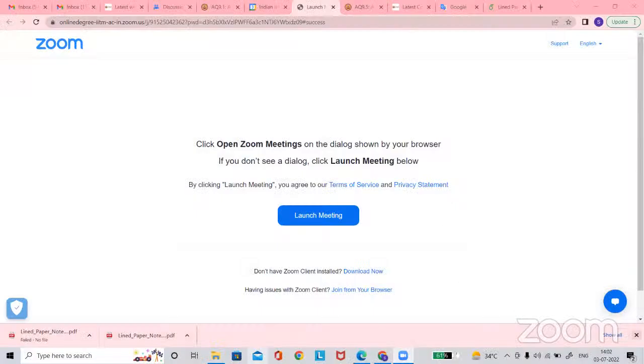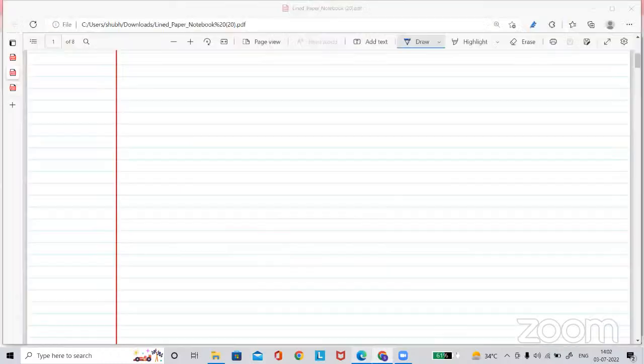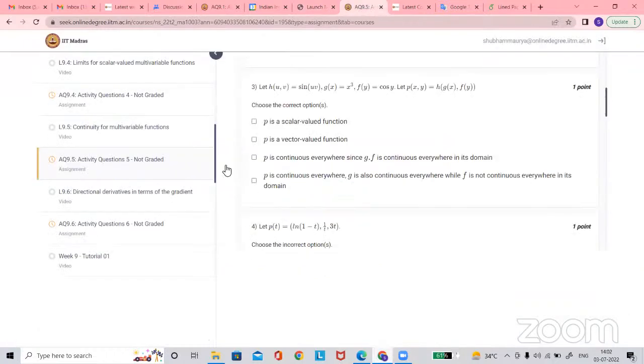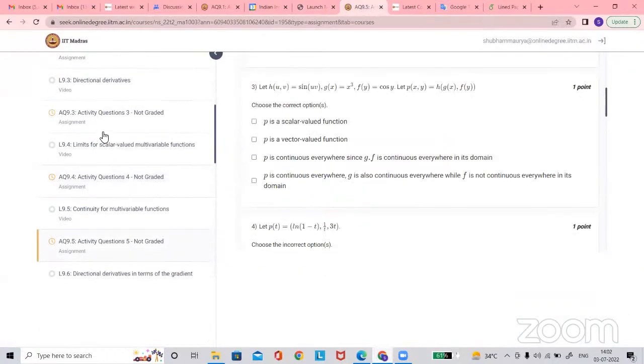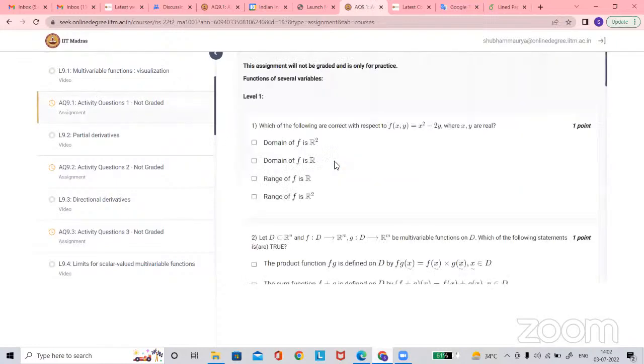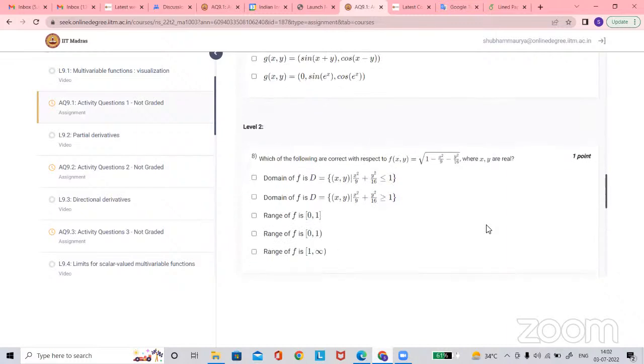Activity 9.1, question number 8. Let me share my screen. Nine point one, which activity? Question number 8. Yes. Okay, yes, so this one.